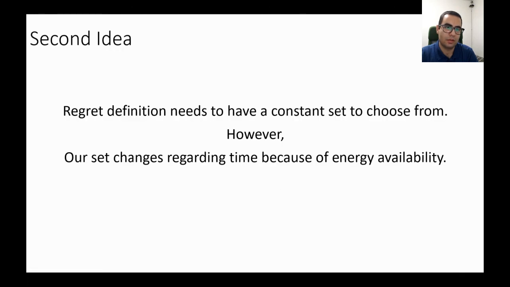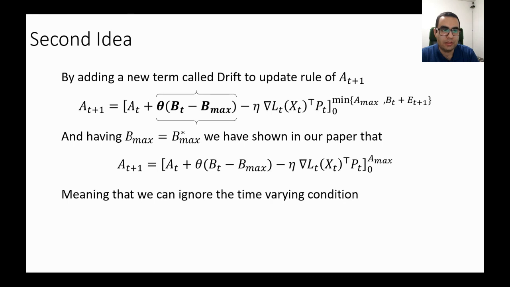Again, let's go back to our main concern. As we have already discussed, the regret definition needs to have a constant set to choose from. However, our decision set changes with time because of energy availability. We will battle this situation by adding a linear term called drift to the update rule of the amplitude. This term acts similar to a Lagrange multiplier. The idea is, instead of having the term in the decision set, which causes an extra projection, we enforce it by adding a term to the update rule.